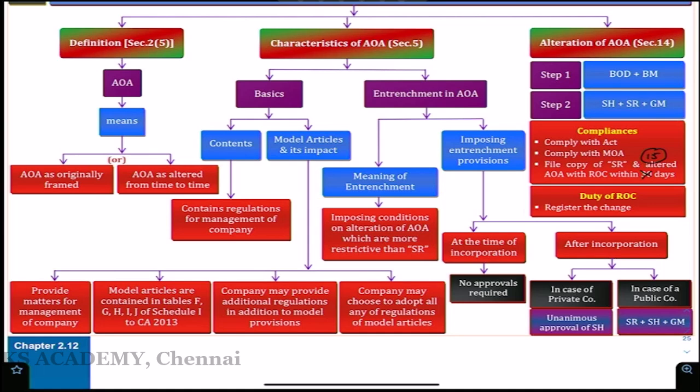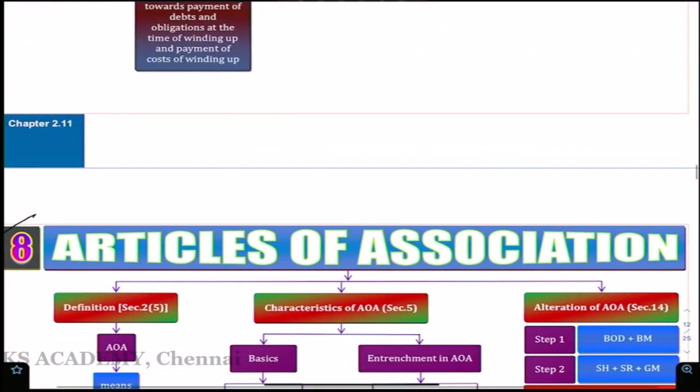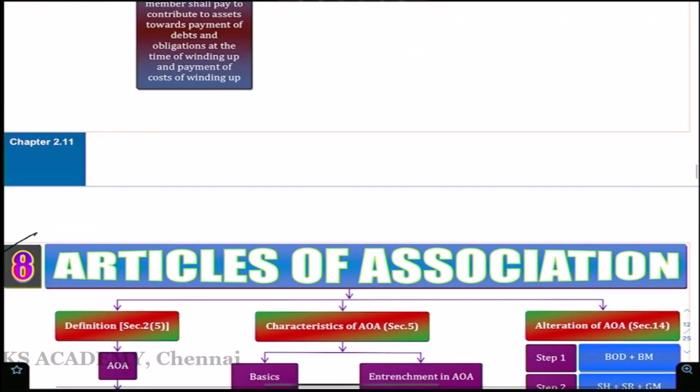So see here. Let's continue with the questions. We have completed section number 5, 14 and 18. I am now going to ask the questions. Section number 5 talks about alteration of articles of association. Section number 14 will be alteration. Section number 18 will be conversion of the classes of companies.